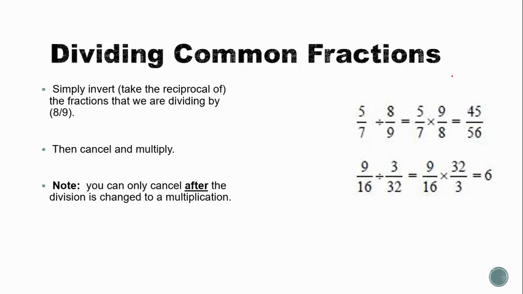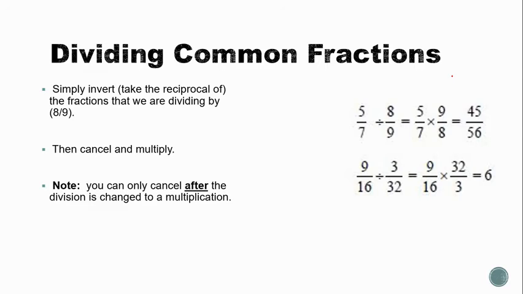Okay, let's take a look at the 9/16 divided by 3/32. Again, we're just going to take that 3/32 and find the reciprocal of it, flip it. Notice that 16 and 32, 16 times 2 is 32, so we can cancel that. Again, 9 and 3 have the common factor of 3. So the only thing you're going to be left with in the numerator is 3 times 2 for 6.